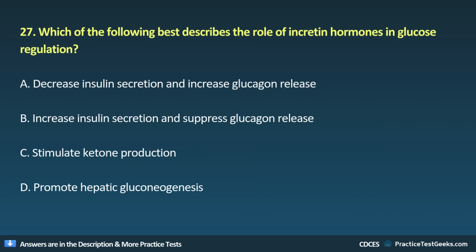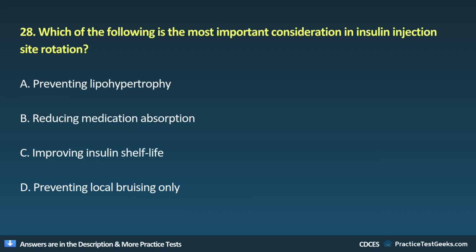27. Which of the following best describes the role of incretin hormones in glucose regulation? A. Decrease insulin secretion and increase glucagon release. B. Increase insulin secretion and suppress glucagon release. C. Stimulate ketone production. D. Promote hepatic gluconeogenesis.